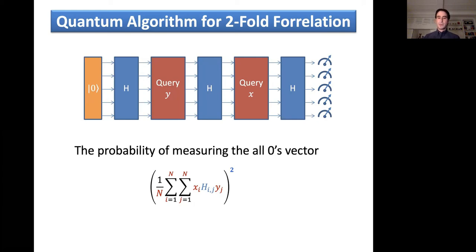This would give us a gap between the yes and no instances. Yes instances would be accepted with 36% probability, and no instances with probability 1%. If we want to insist on succeeding with probability 2/3, we can do some amplification by repeating this experiment a few times and taking majority.